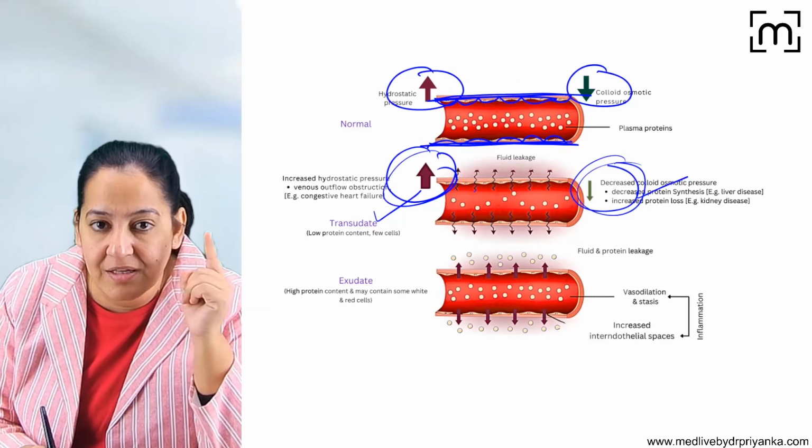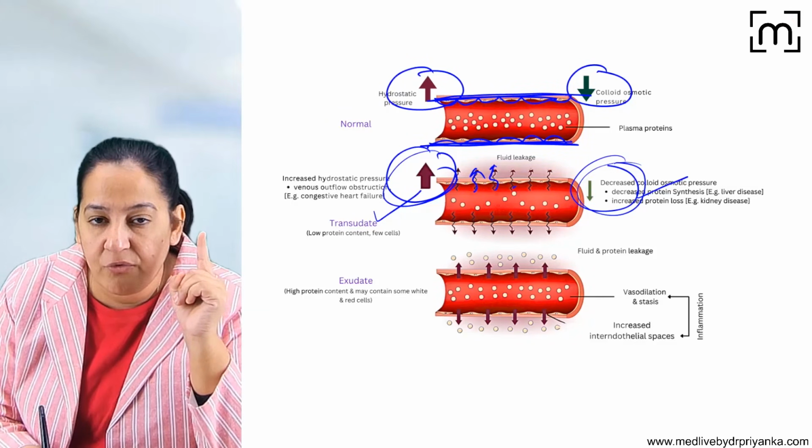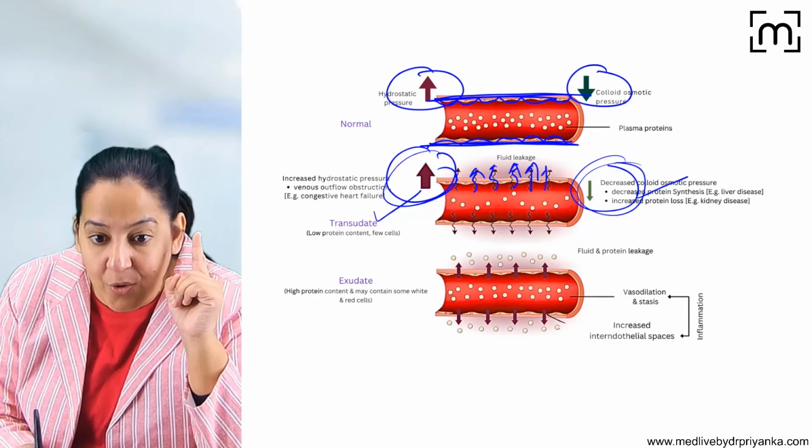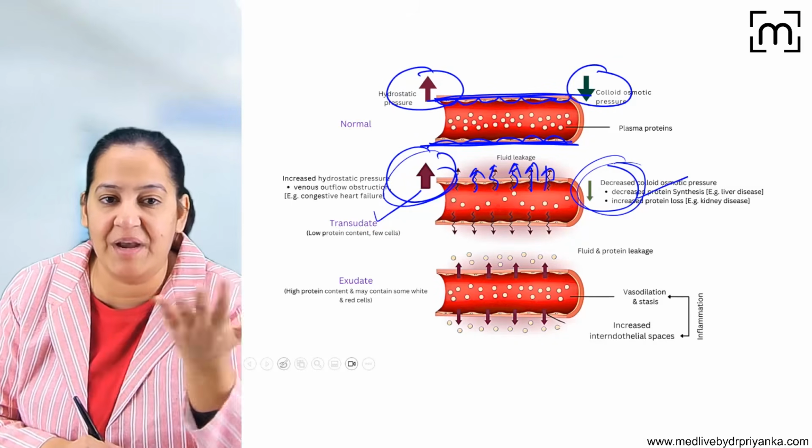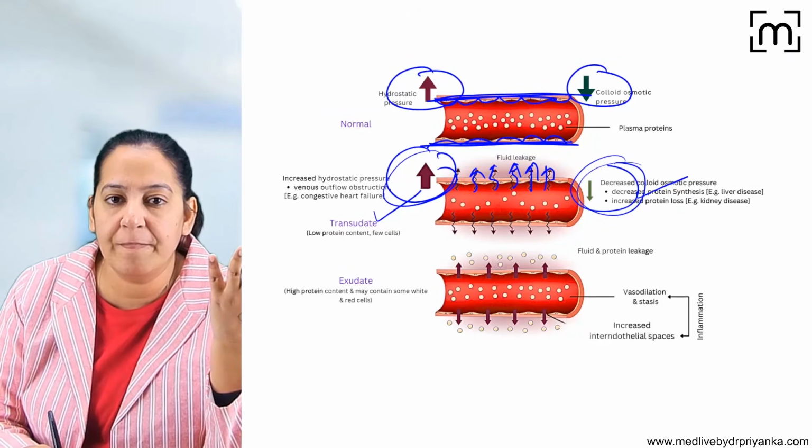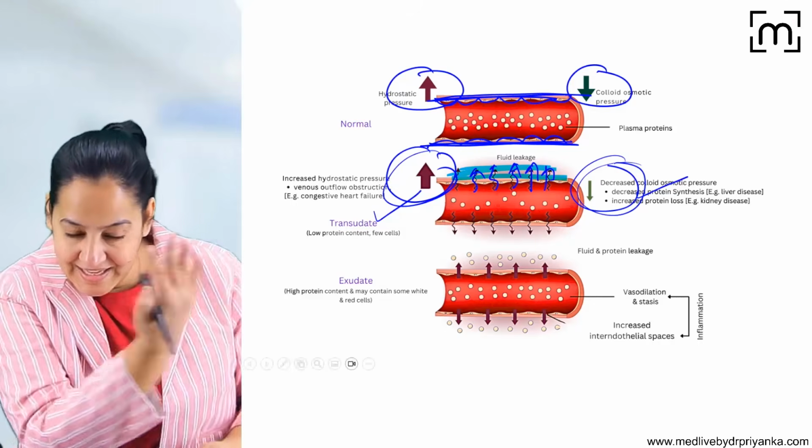Can you see the arrows? The fluid is leaking out. Look at the arrows and see the fluid is accumulating in the background, leading to tumor. This is the fluid accumulating in the background.